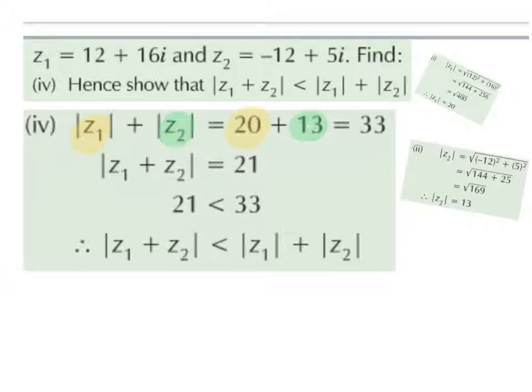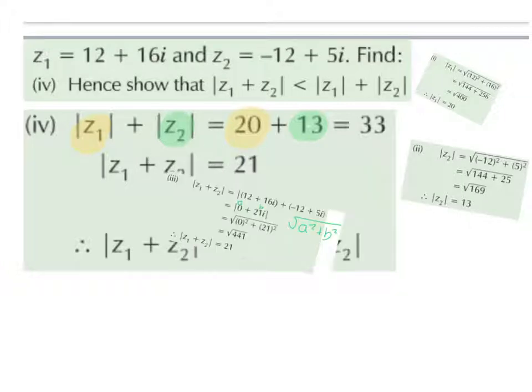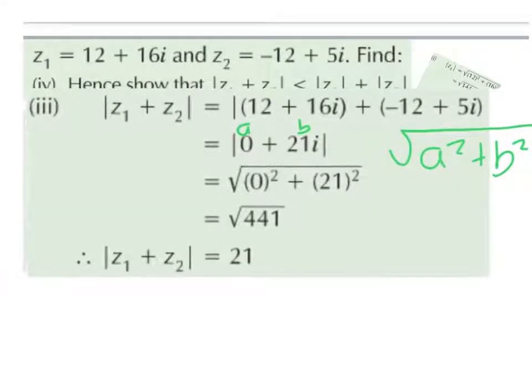In part 3, we worked out the modulus of z1 plus z2 to be 21.